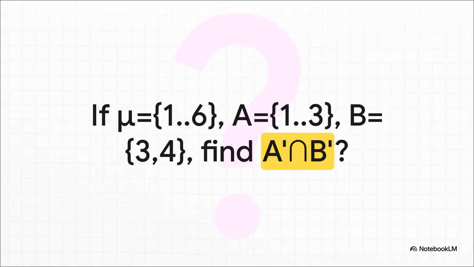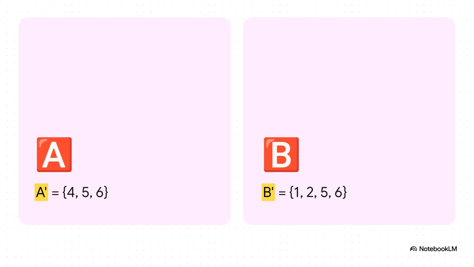All right, let's push a little harder with a second quick quiz. This one looks a bit more like our main WASSCE question. Our universal set mu is 1 through 6. Set A contains 1, 2, and 3. Set B contains 3 and 4. Now I want you to find A prime intersection B prime. You're going to need to do this in pieces. First find A prime, then find B prime, then find what they have in common. You've got this. Let's walk through those steps together on screen.